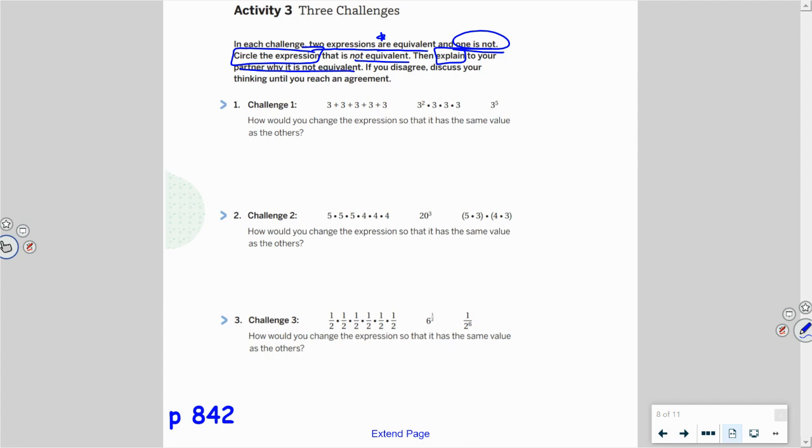And actually, that's not the last part. We're also going to go one step further and say, how would you change the expression so that they do have the same value? So 3 parts. Part number 1, circle and identify which one is not equivalent to the others. Part number 2, explain why. Part number 3, change it so that it does work out.